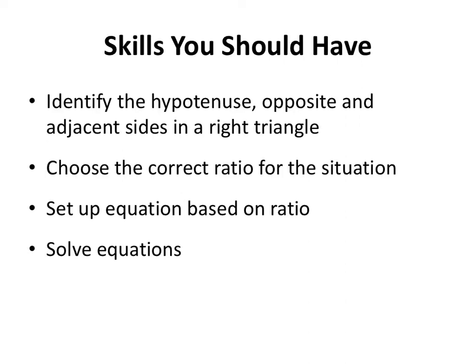In order to successfully solve for angles, you need to be able to identify the hypotenuse as well as the opposite and adjacent sides in a right-angled triangle. And using that information, you need to be able to choose the correct ratio for the situation, then set up an equation based on the ratio, and just like solving for sides, you need to be able to algebraically solve equations.